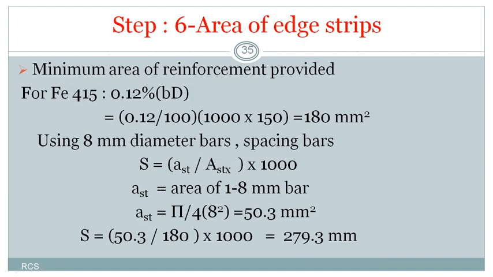And coming to the area of the edge strip, minimum area will be provided as we are using Fe415 steel. So 0.12% of gross cross-sectional area we have to provide. So 0.12 by 100 into 1000 into 150, that would be 180 mm square. And here also we have to maintain some spacing. We are using 8 mm diameter bars. Spacing of the bar would be equal to small ast by capital Ast of 180. If you substitute here, we'll get the spacing equal to 50.3 by 180 into 1000. We'll get 279.3 mm.